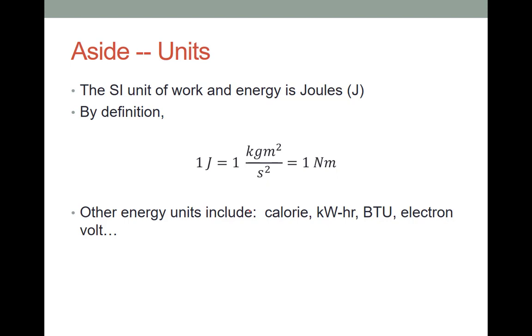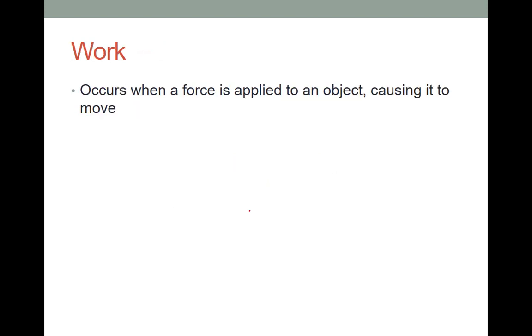There are many, many other units possible for work and energy. They include calorie, both small c and large c, the kilowatt hour, BTUs, electron volts. I haven't even listed them all. So what is work in the physics sense? Work occurs when a force is applied to an object causing it to move.